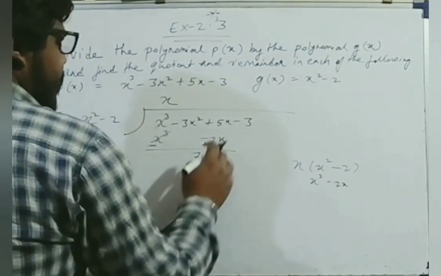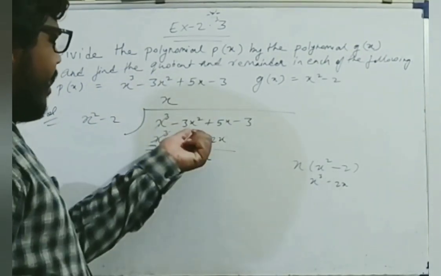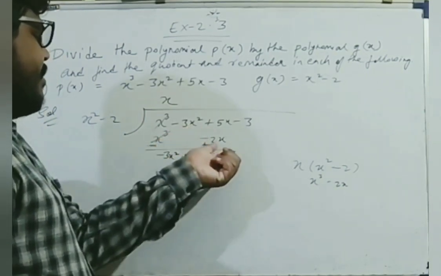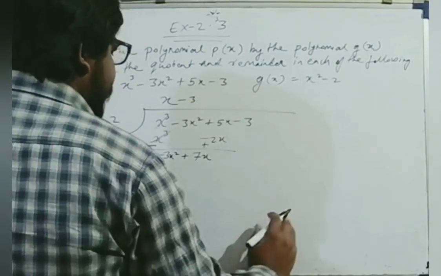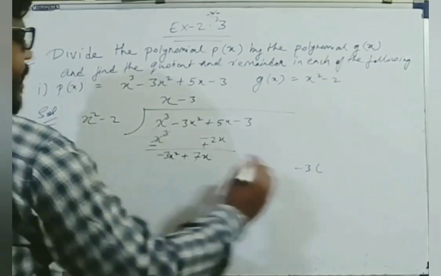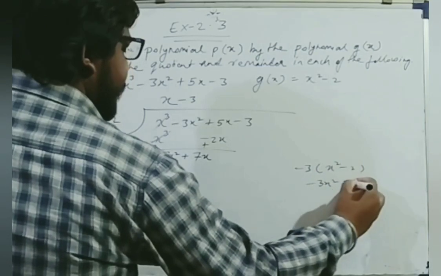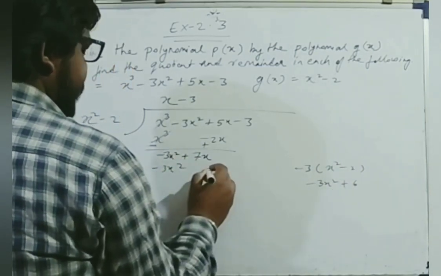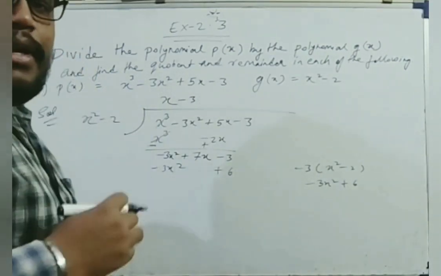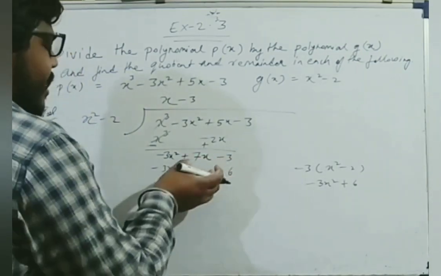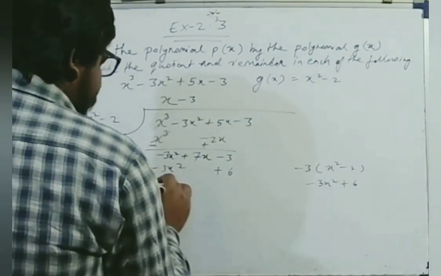Okay. So the next term is 7x, and this minus 3x square as it is. It's clear? Because there is no like term for x square, so you have to write it as it is. The next term we have to take is minus 3. Multiply minus 3 with x square minus 2. So minus 3x square, minus into minus is plus 6. So here you have to write plus 6. Okay, then take this constant also. There is no need to do the next step.